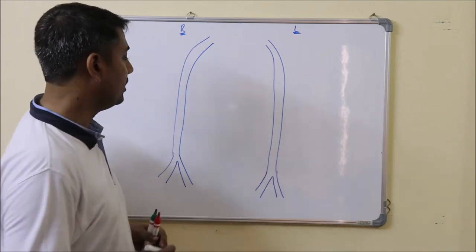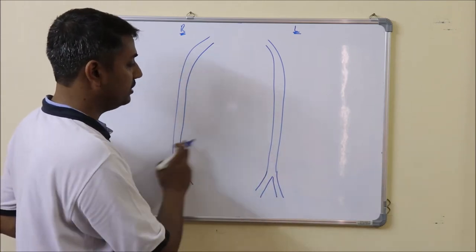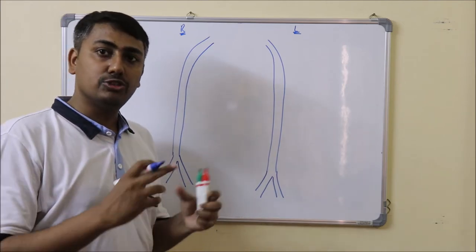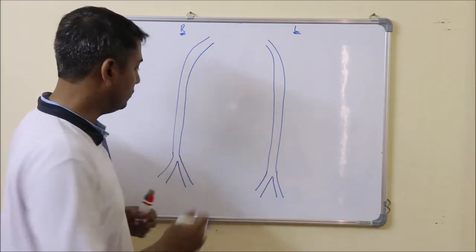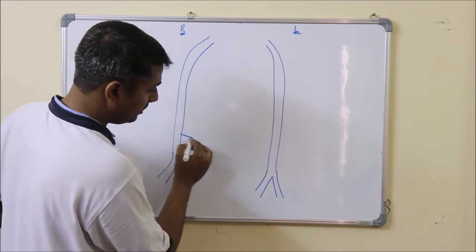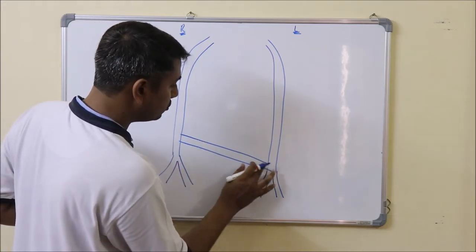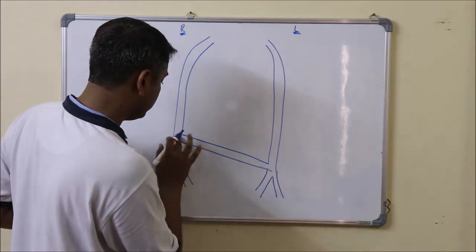Now, the caudal parts of these two posterior cardinal veins are joined by transverse anastomosis. So here is formation of a transverse anastomosis between these two posterior cardinal veins.